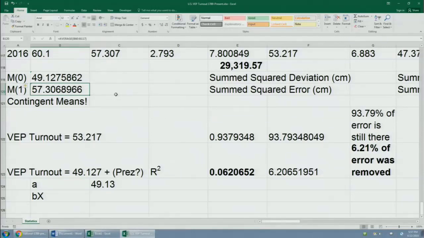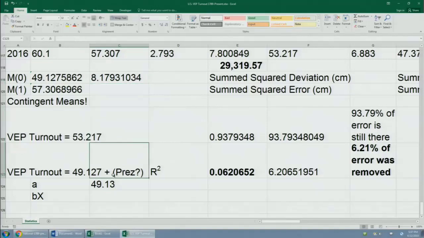Do we find the difference? Yes. What is the difference between these two? How do you move from 49.1 to 57.3? The answer is, find the difference. So let's take B120, which is that number, and subtract B119, which is that number. Oh, it turns out the difference is 8.179.